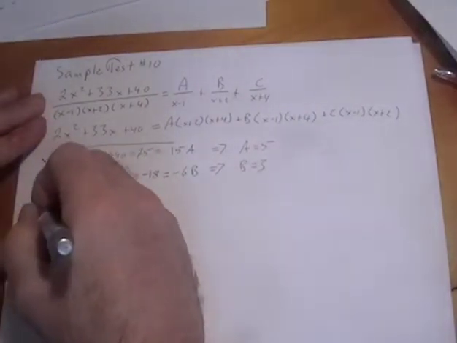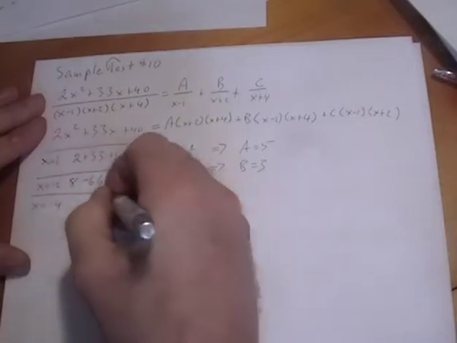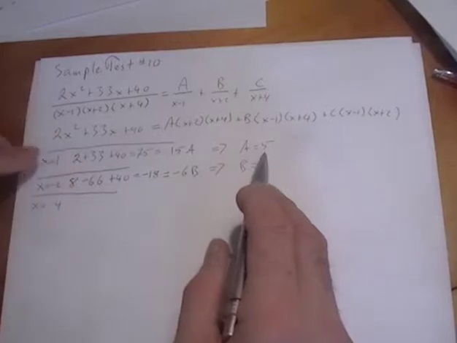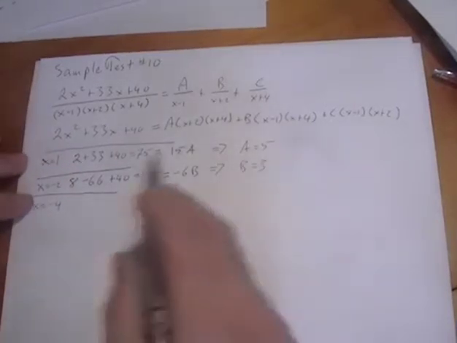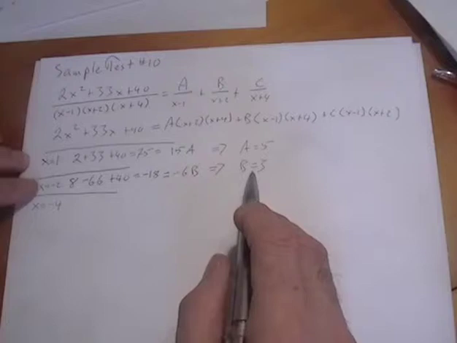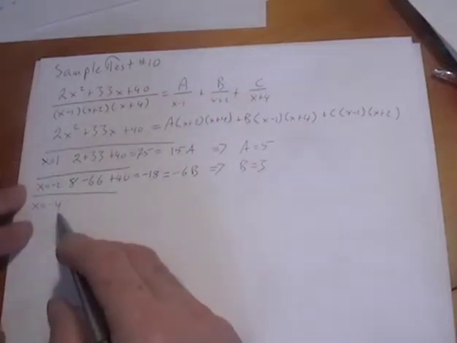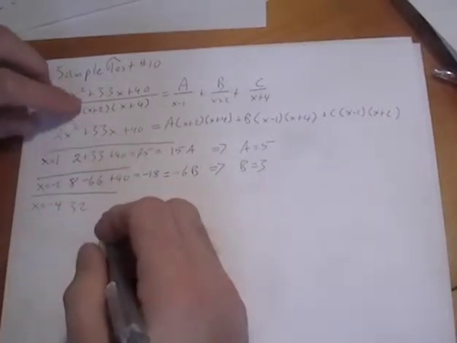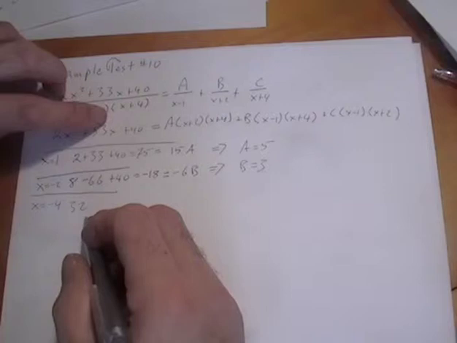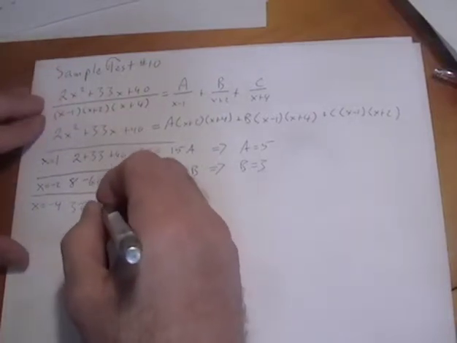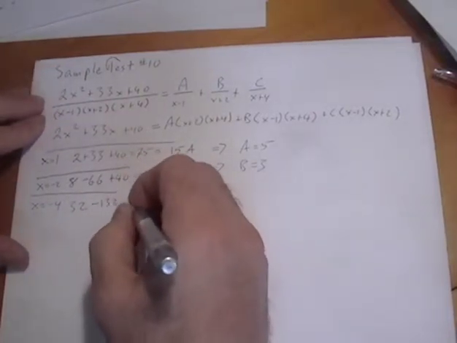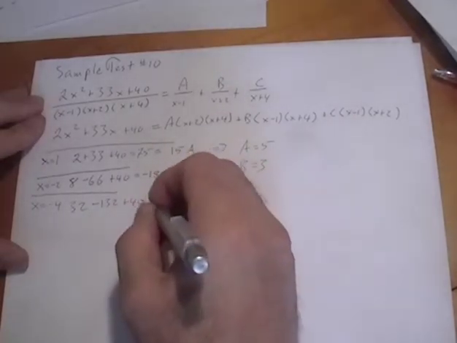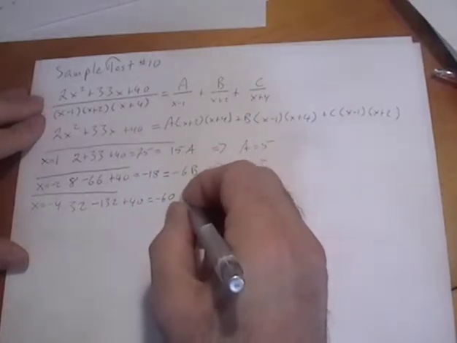Finally, let x be negative 4. I separate these because what I write here is only true when x is equal to 1. What I write here is only true when x is negative 2, and when x is negative 4, I would have 2 times 16, that would be 32. Negative 4 times 33, that's negative 132, and plus 40. So this would be minus 100 plus 40, it's minus 60.